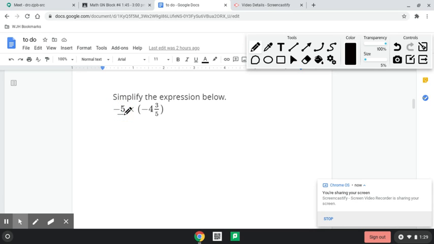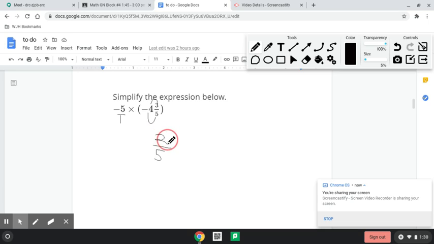The negative 5, that's pretty easy. You just put a 1 underneath it. And then negative 4 and 3/5, that's going to be a little more difficult. We know already the denominator stays the same, so it's going to be 5. And then to find this top number, the numerator, we have to do 5 times 4, which makes 20, and then 20 plus 3, which makes 23.